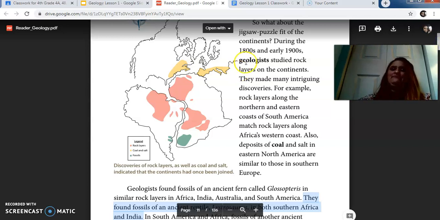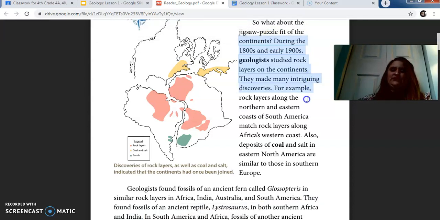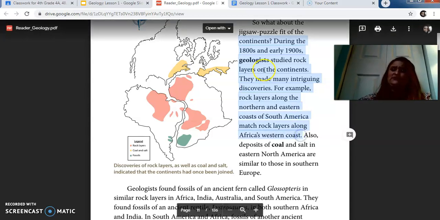And this is a good one. It says, during the 1800s and early 1900s, geologists studied rock layers on the continents. They made many intriguing discoveries. For example, rock layers along the northern and eastern coast of South America match rock layers along the African west coast. This is a very good piece of evidence.